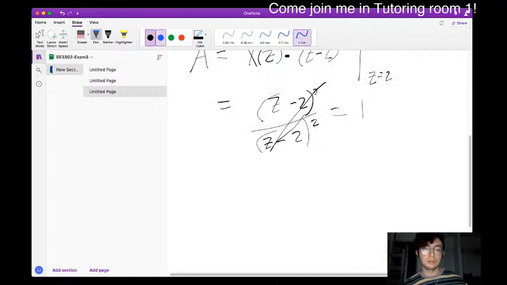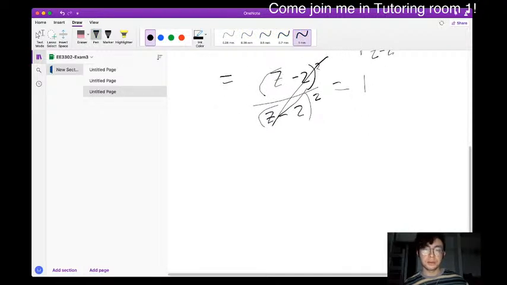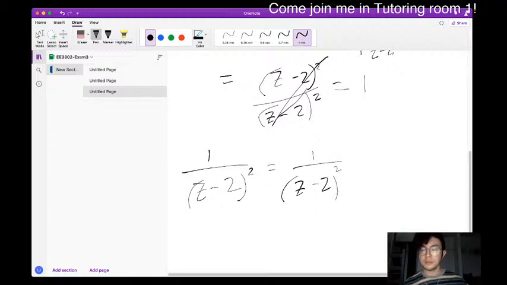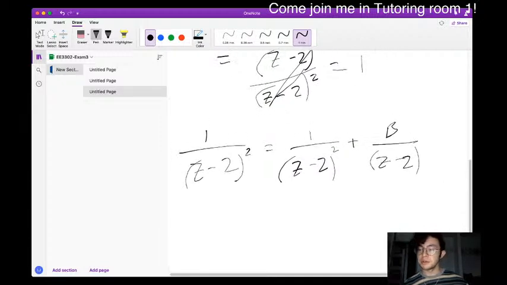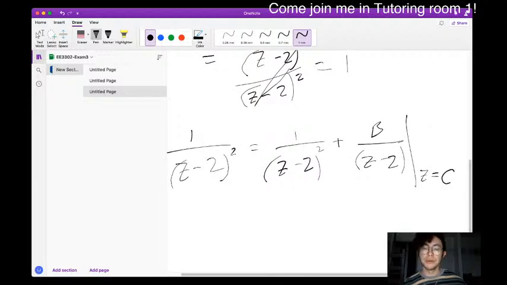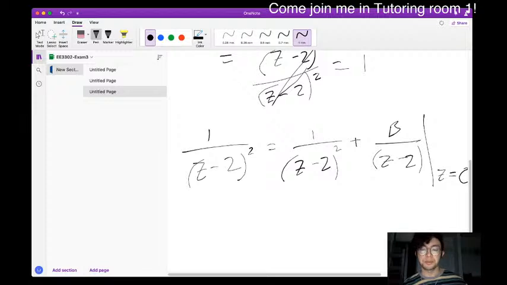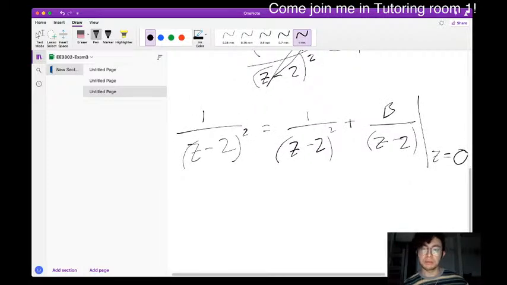But if we have, okay, so xz, so z minus 2 squared, that was xz, and this one is equal to 1 over z minus 2 squared plus b over z minus 2. So how do we get b? We plug in just some random number. Let me just choose z equal to, say, 0. We just have to make sure it's not in the set of poles. That's it. So let me plug in z equals 0.